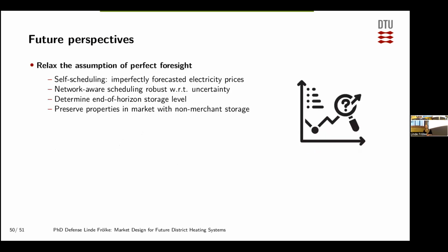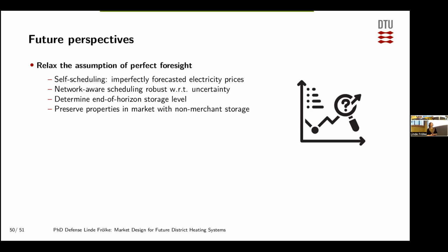For future work, a first direction that could be interesting would be relaxing the assumption of perfect foresight. We took that here in all of the three works. For the self-scheduling work, relaxing this assumption could mean considering imperfectly forecasted electricity prices, and for example, seeing how that would affect the suboptimality of this self-scheduling method that we investigated. In the network-aware scheduling, one could consider uncertainty in demand profiles or generation profiles, and also make the formulation, for example, robust with respect to these uncertainties.